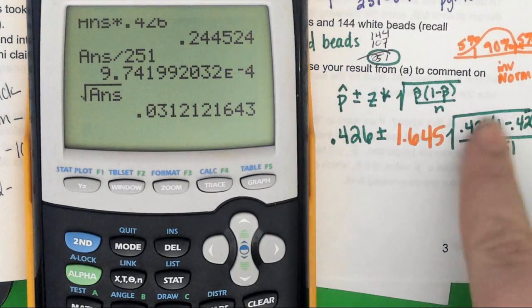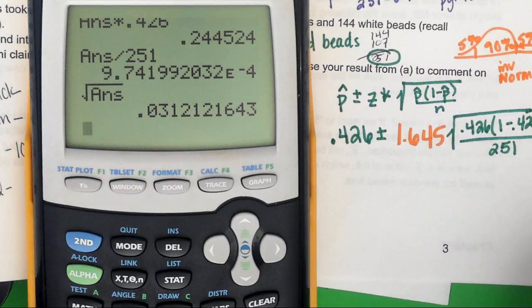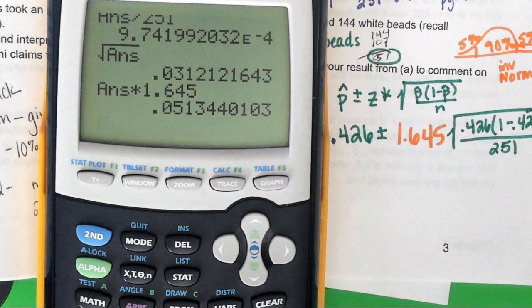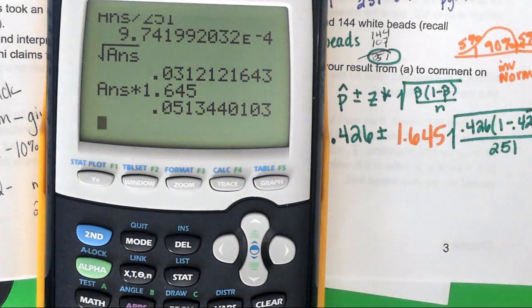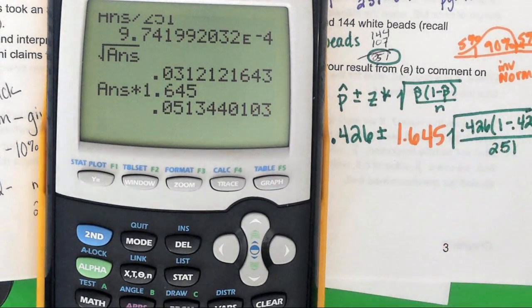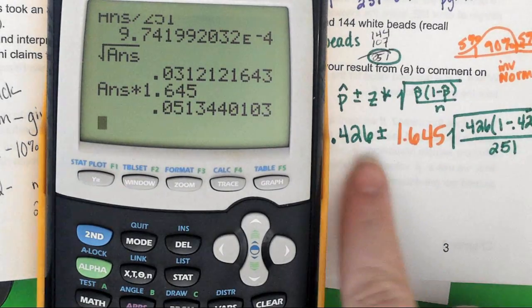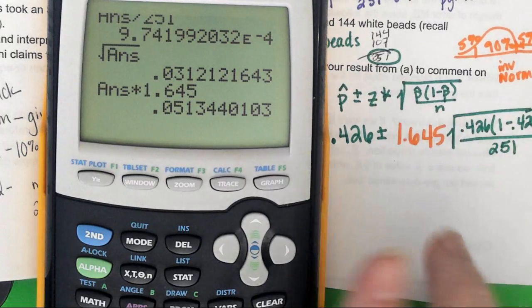And now I know this entire green thing, radical and all, is that decimal. I'm going to take that decimal times 1.645. Did I do anything too fast? Is everyone good? Okay, so times 1.645. Now, maybe I want to write this part down. Or maybe you like the store button. I like the store button. So I know I'm going to need this part twice, because I've got to do 0.426 plus that and 0.426 minus that.